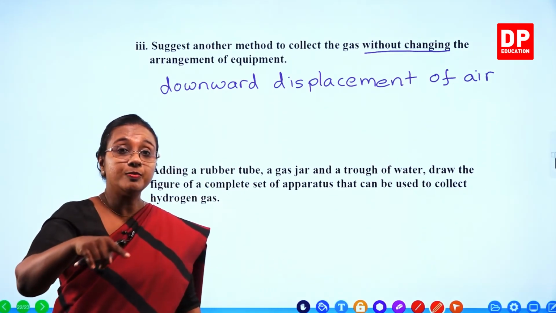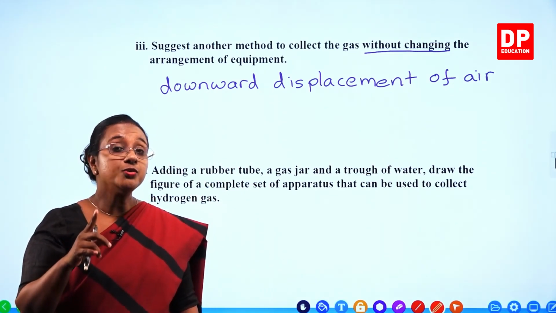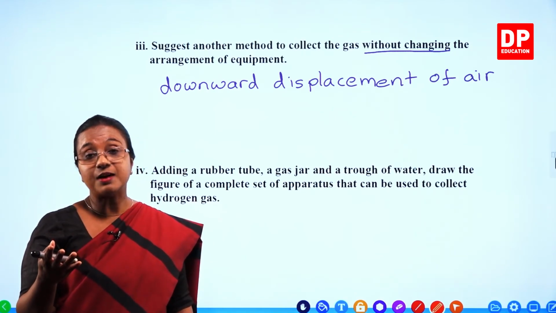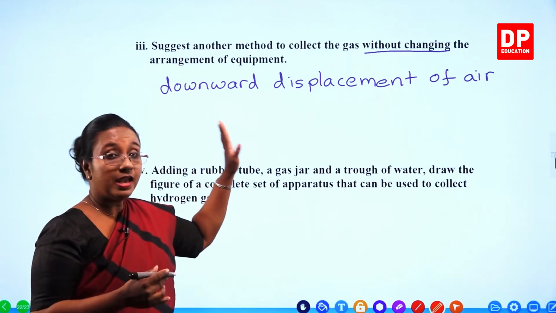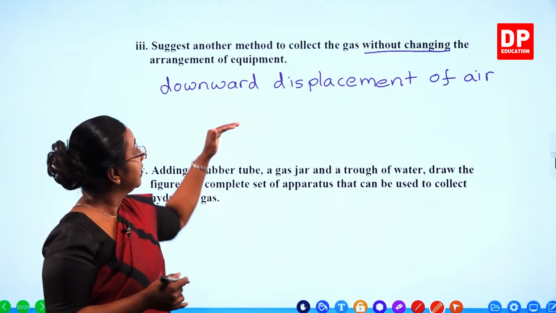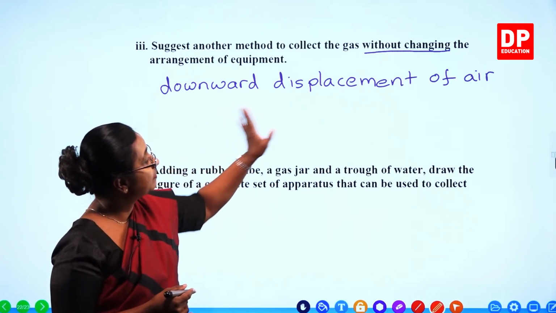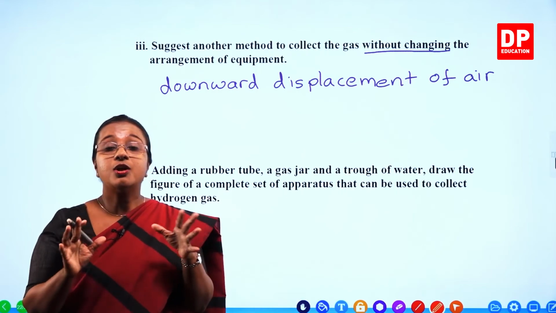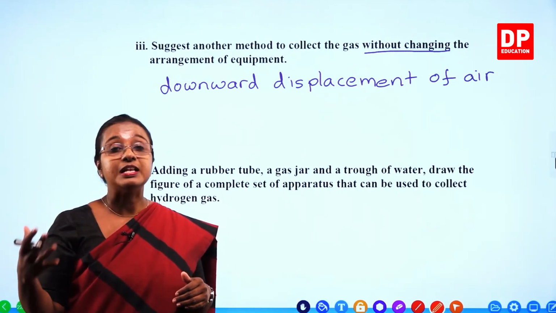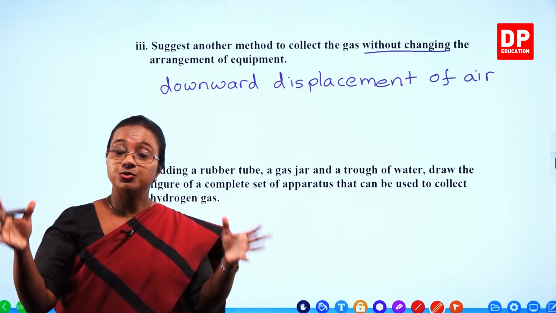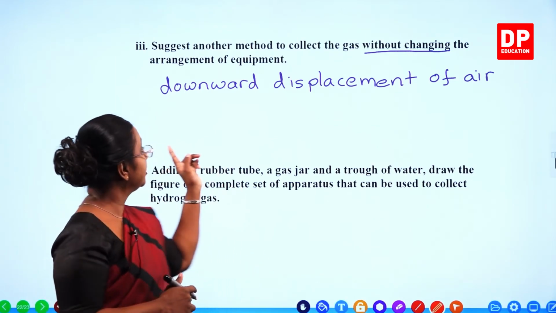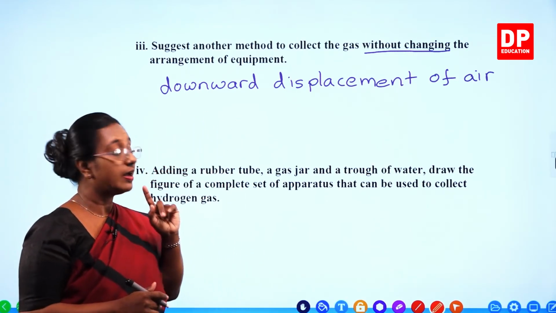So the delivery tube has to come down. If we are using upward displacement of air, then of course it will be somewhat different. So here we are doing downward displacement of water according to the activity. The other method can be downward displacement of air. So there is not much of a change. Only thing, you don't have to have a gas jar filled with water, and you don't have the trough and all that. You only need to have the gas jar with air. So it's going to be downward displacement of air.